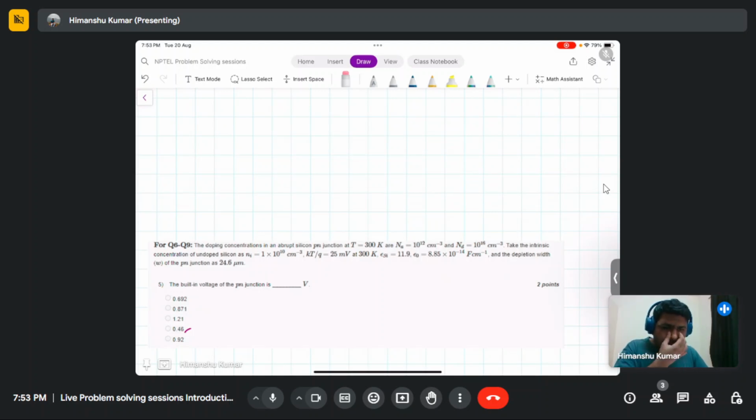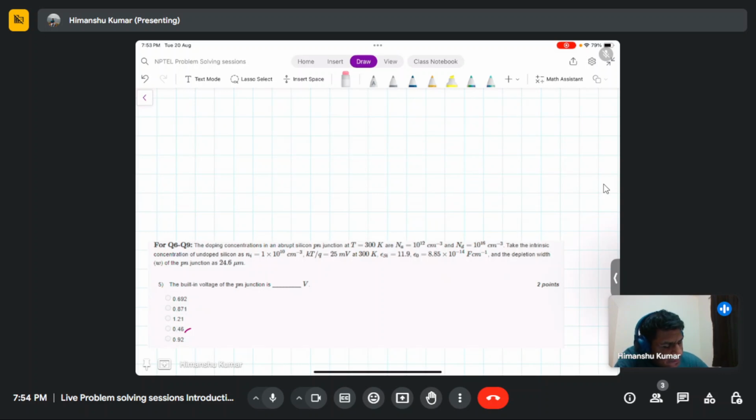So let's move to the next problem. This question is for 6 to 9. We need to take the same parameters. The doping concentration of an abrupt p-n junction at room temperature is given.